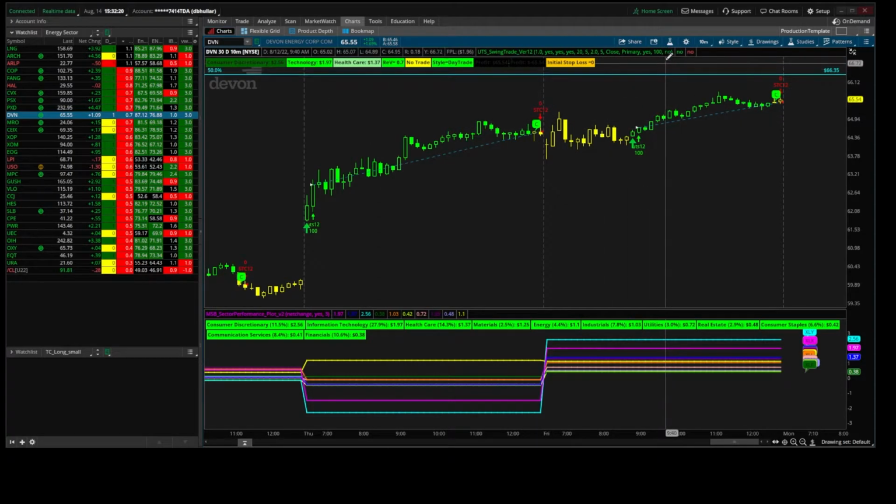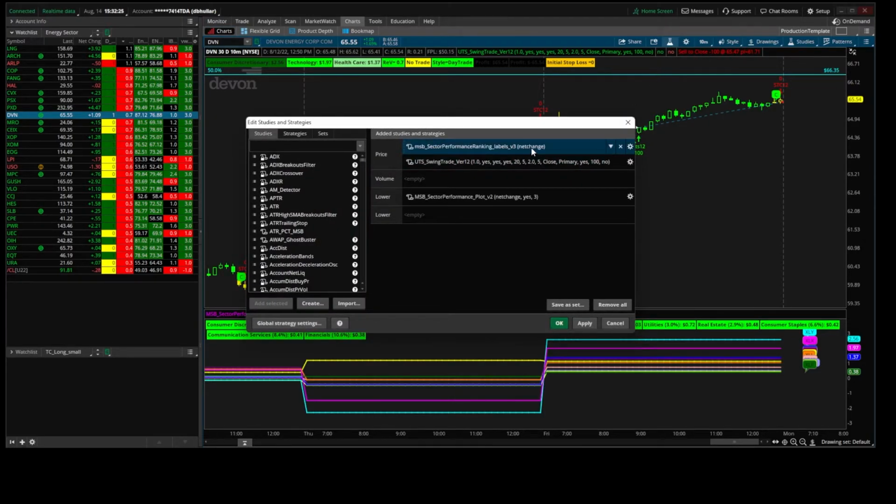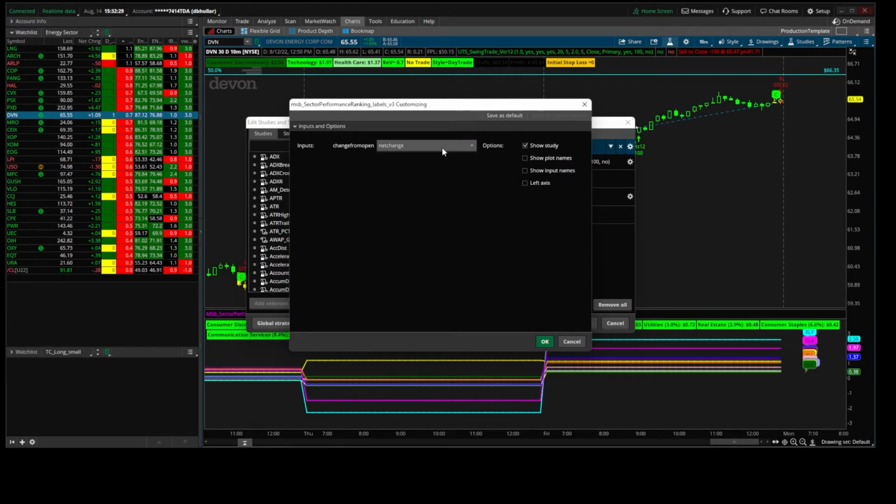Now, there's one other nuance to it that I wanted to share with you. So we go into the study, and you can see there's an option called net change and percent change. What we've done is the net change gives you an absolute price change from close to open.